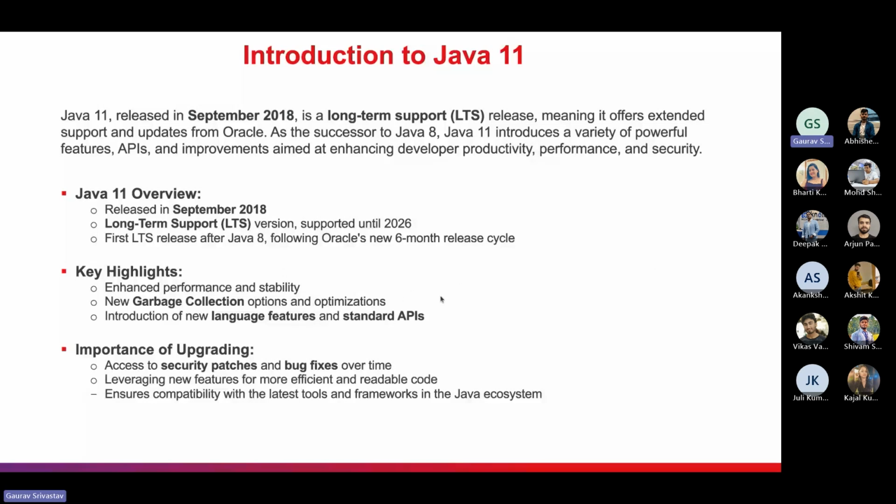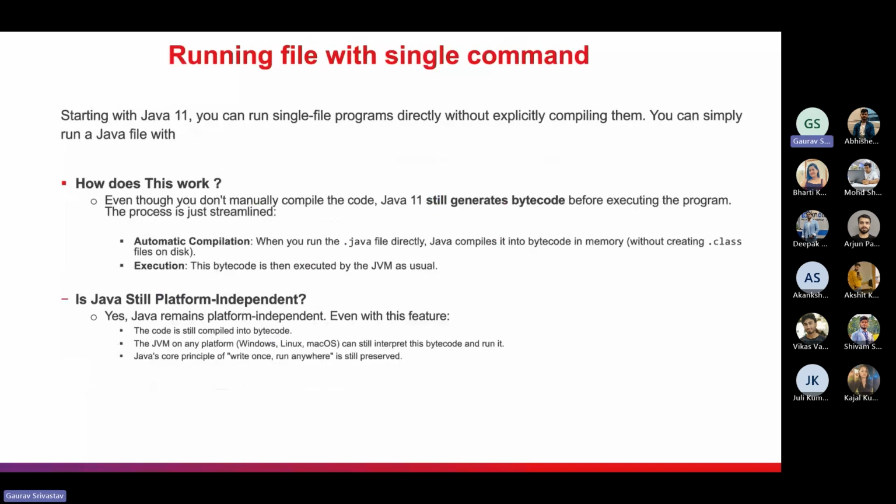Obviously, if you are upgrading your Java, the main purpose is to enhance performance and stability, and to introduce new language features and standard APIs that we will discuss in further slides. We also have improved security in Java 11, and we have also removed a lot of boilerplate code. We will discuss that in the further slides, so let's move to the next.